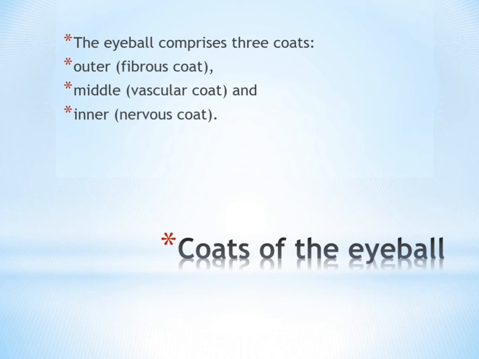So coats of the eyeball. The eyeball comprises 3 coats. Outer coat, which is known as the fibrous coat, middle coat, which is commonly known as the vascular coat, and inner coat, which is known as the nervous coat. So we need to know what structures comprise the outer, middle, and inner coat.